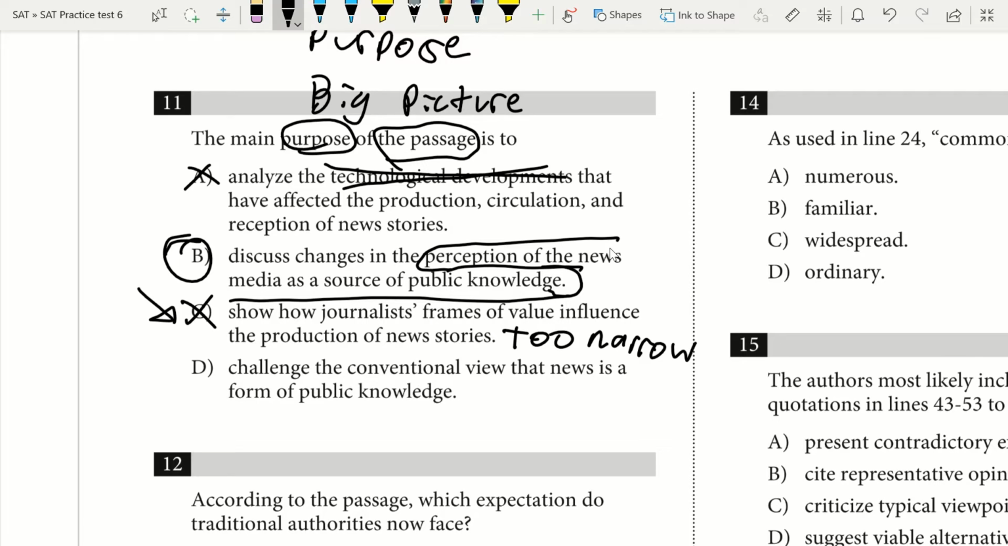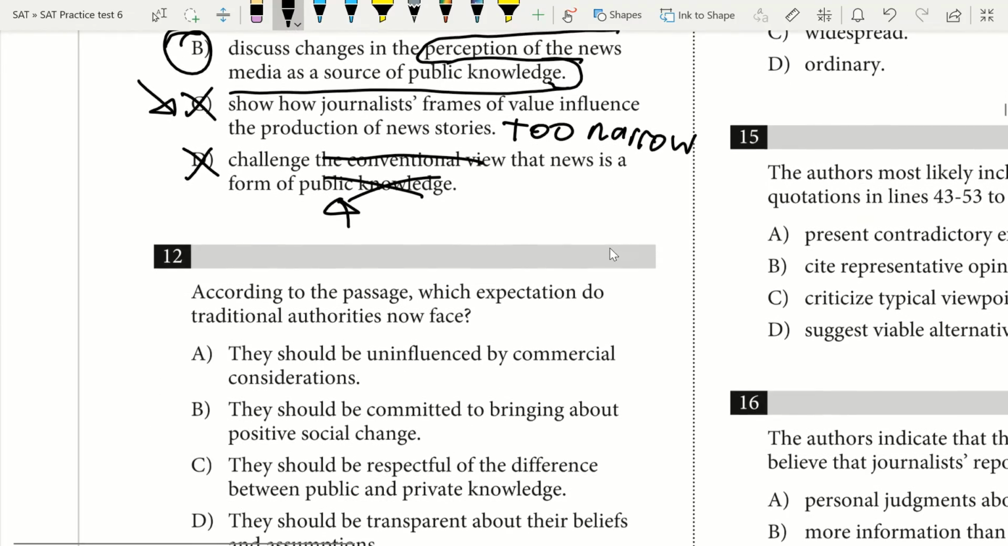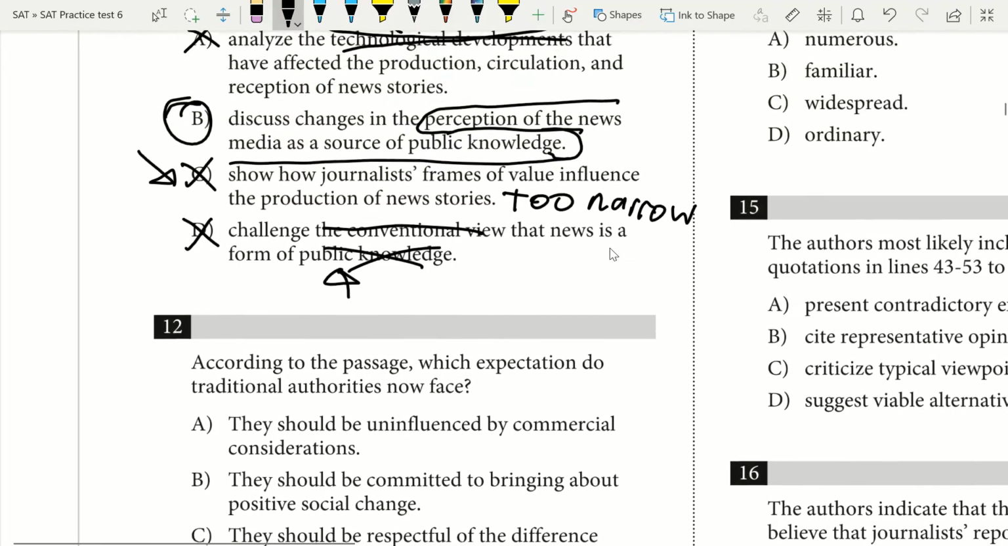All right, next we have D, challenge the conventional view that news is a form of public knowledge. Okay, we're not challenging that conventional view that news is public knowledge because we actually make that statement that it is public knowledge in paragraph 1. I believe it was paragraph 1 at least, but either way, we make it somewhere, so D's wrong.